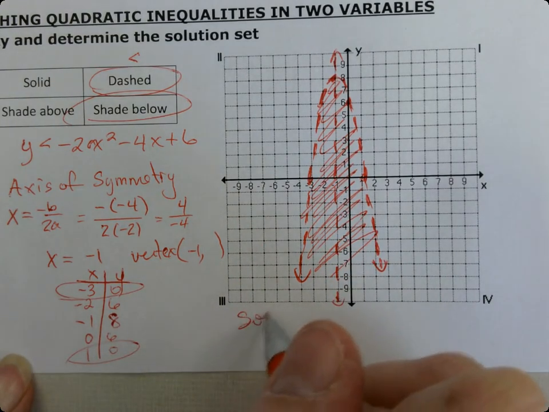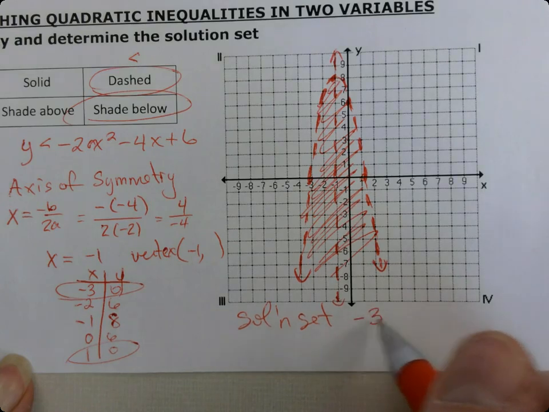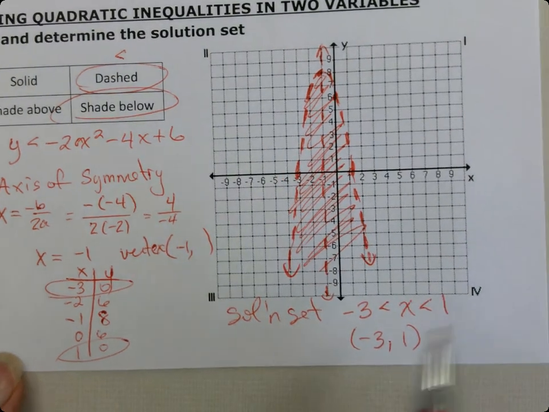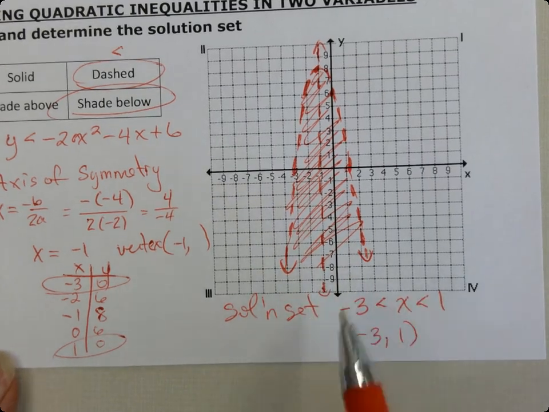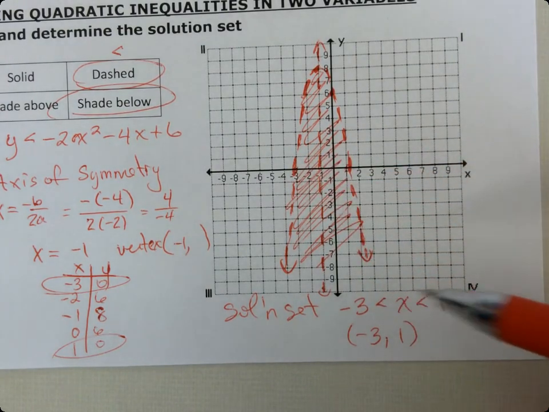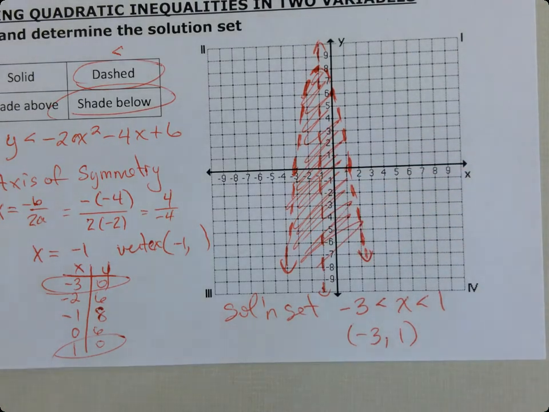So the solution set would be -3 is less than x, which is less than 1, or you could do (-3, 1) in interval notation. That's a solution set for the x value, so you could find it using critical values, or you could find it using the x-intercepts and where the shading takes place. Okay, if I asked you for a solution as an ordered pair, any ordered pair in the shaded region.